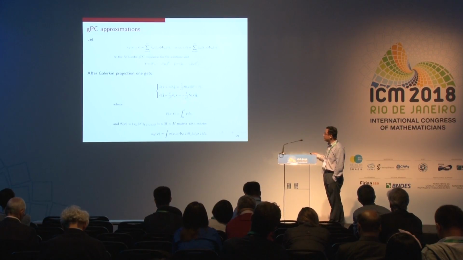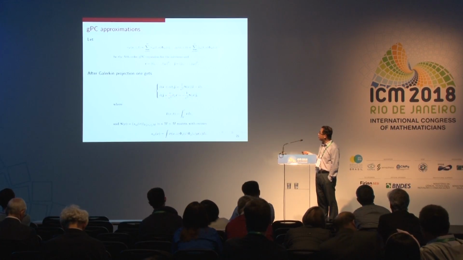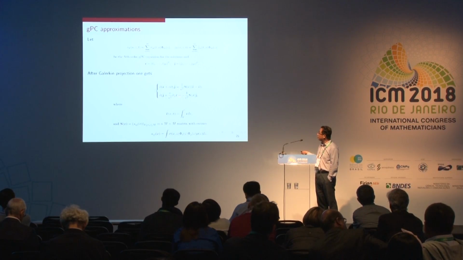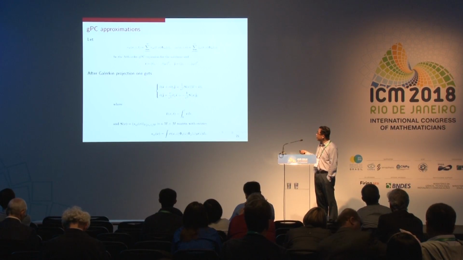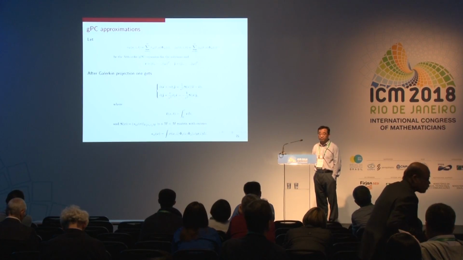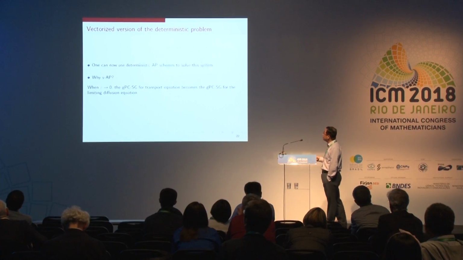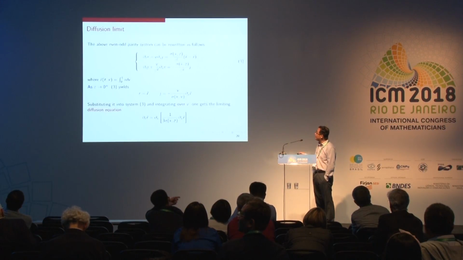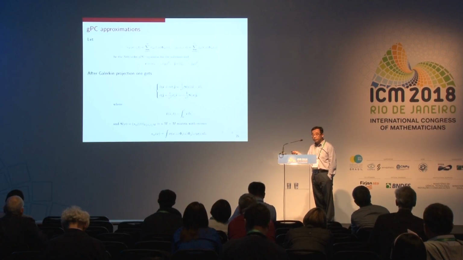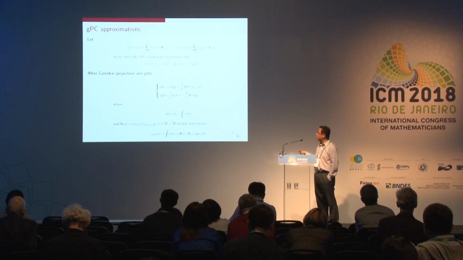Now from here, you can see that it's actually AP because when epsilon goes to 0, J is S inverse times the derivative of R. If you plug that into the first equation and integrate over v, you get a stochastic Galerkin for the limiting diffusion equation. You can easily check that. What's nice is that this looks like the original deterministic kinetic equation, so you can use a deterministic AP scheme to solve that. It's just a vector form.